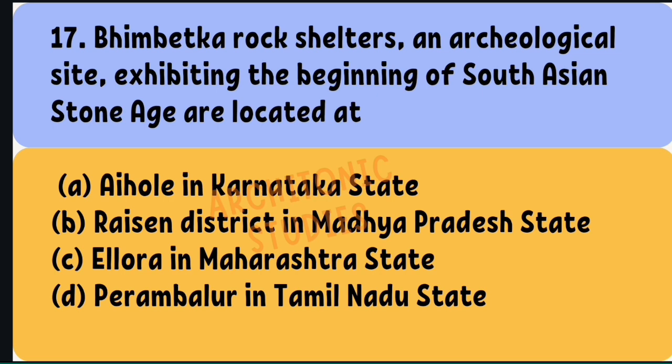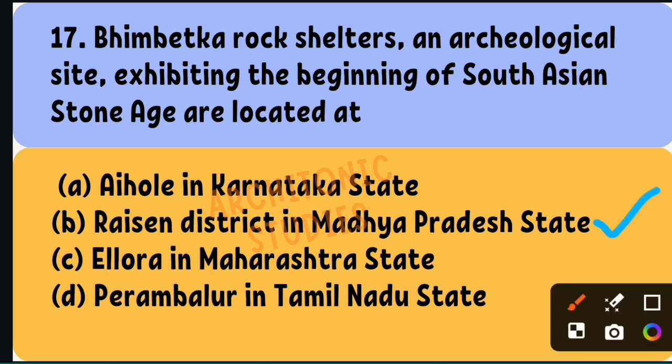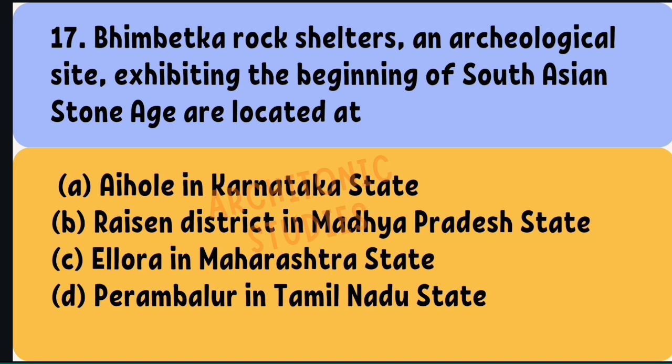Next, Bhimbetka rock shelters, an archaeological site exhibiting the beginning of South Asian Stone Age, are located at: Aihole in Karnataka state, Raisen district in Madhya Pradesh state, Ellora in Maharashtra state, Perambalur in Tamil Nadu state. And the answer is the B, Raisen district in Madhya Pradesh state.